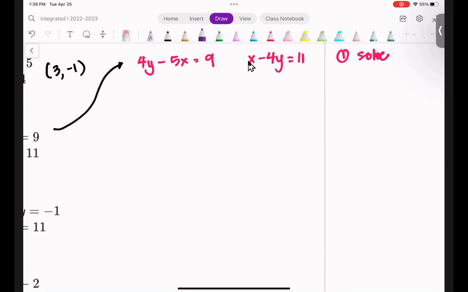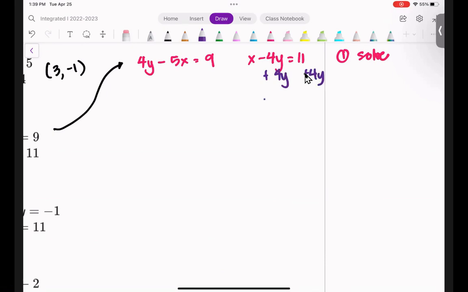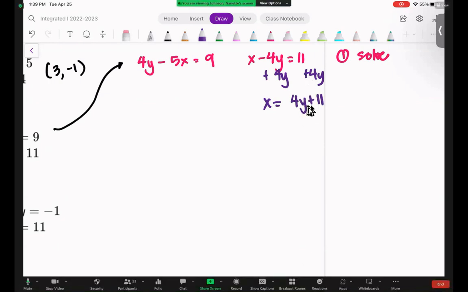And so you're right. Very good. Again, how do you get x by itself is the first question. Very good. Add 4y to both sides. So I get x is equal to 4y plus 11. Do not add these two together. They're not like terms. Okay. Number one, done. I solved it.